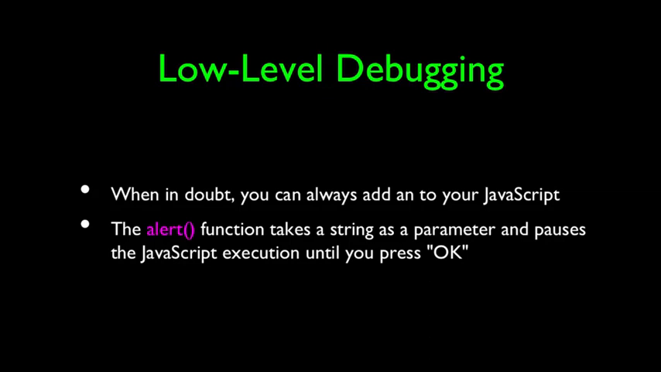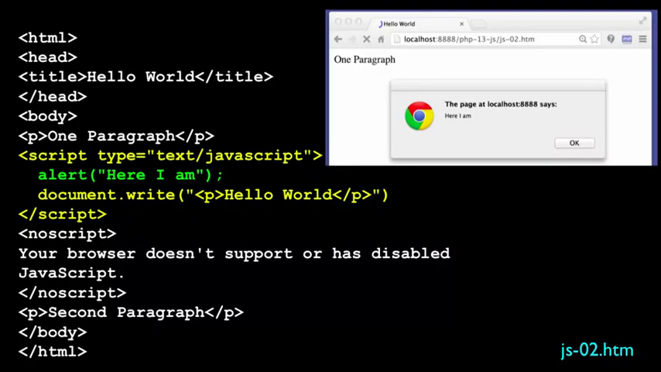So one of the first things I always like to do when I am programming is get a debug statement, okay? The alert function takes as a parameter a single string and it prints it out. So here's a very simple bit of JavaScript.